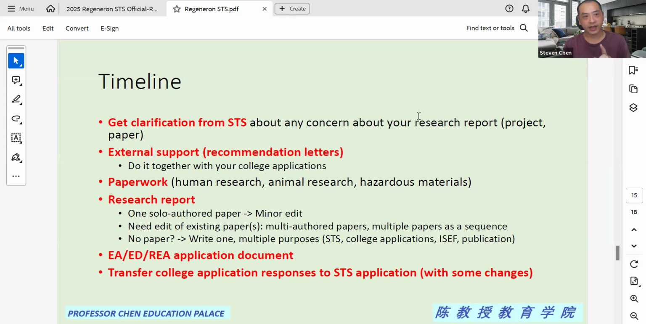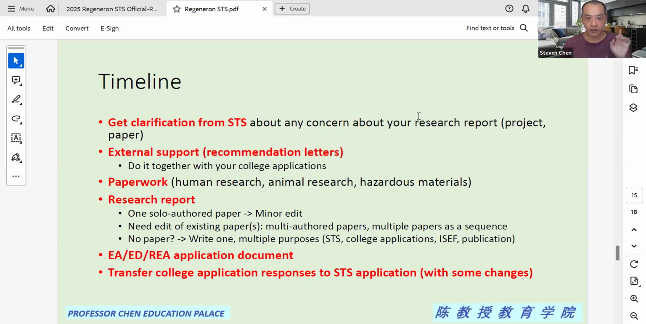The first reason is that Regeneron STS may receive lots of emails every day, so they may not respond to you very fast. There might be some delay. And the second reason is that this is the first thing you need to get clarified before starting to prepare your research report, right? So you definitely don't want to start preparing in October. You want to start early. First try to get clarification as quickly as possible, and then you can formally start. Okay, so that is the first thing you have to do.